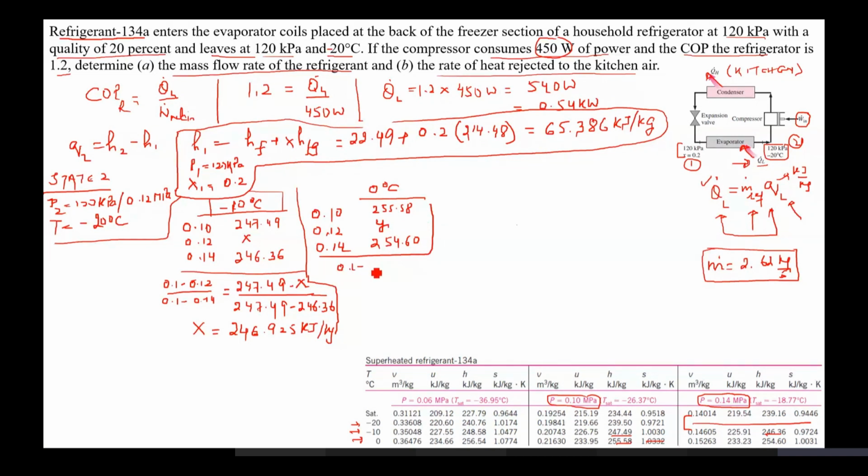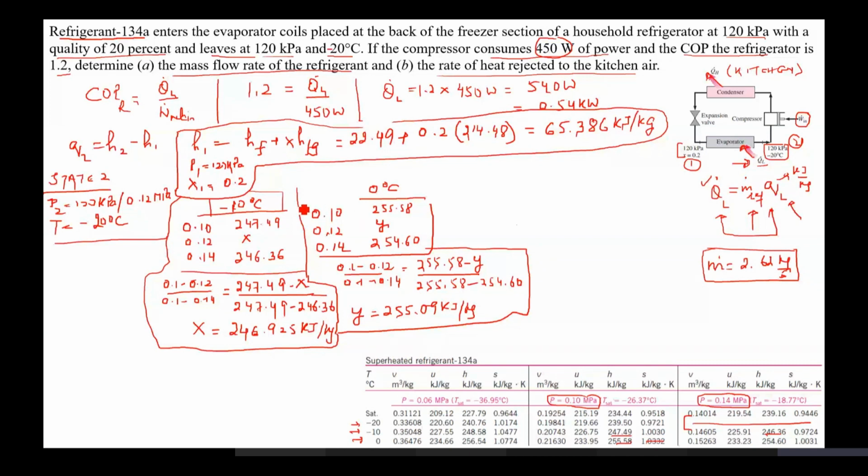0.1 minus 0.12 divided by 0.1 minus 0.14, which is equivalent to 255.58 minus y, all over 255.58 minus 254.60. So can you find out the value of y for me? 255.09. Very good. 255.09 kilojoules per kg.